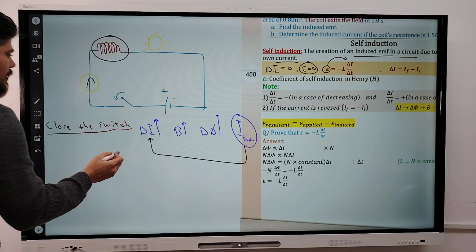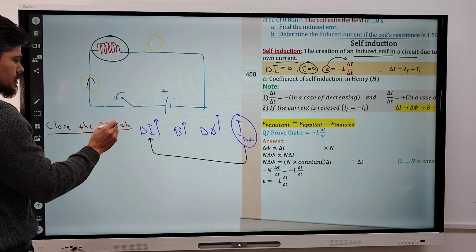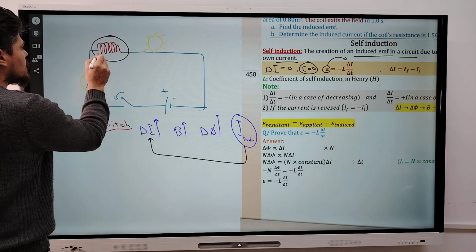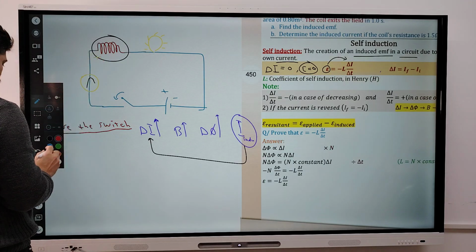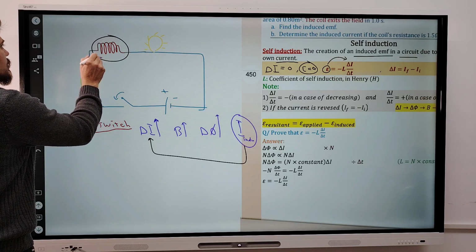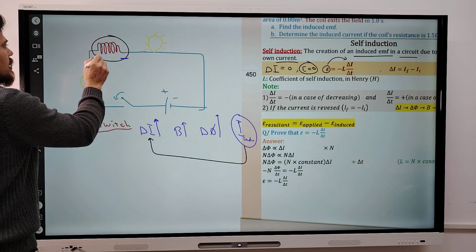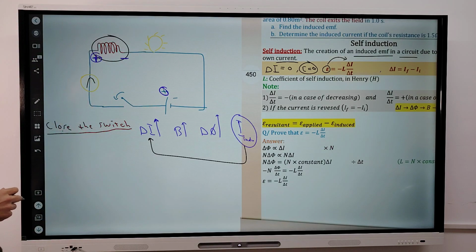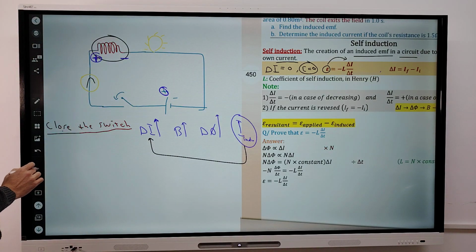So in the case of closing the switch, both sides become opposite, okay? So the potential difference is produced here. The potential difference is produced here. It becomes positive, and here becomes negative. So that is the polarity. Positive with positive, they repel each other and they become the opposite direction of the current. Okay, so this is in the case of increasing.